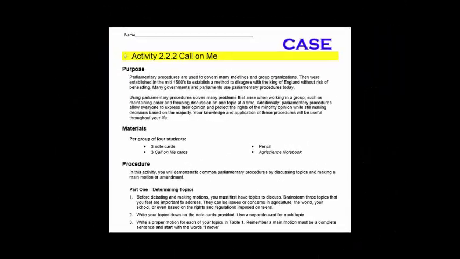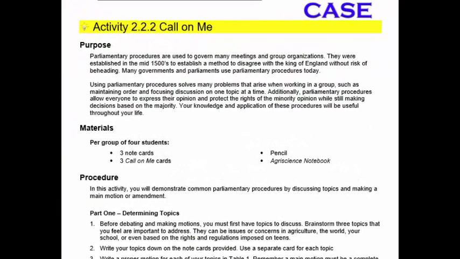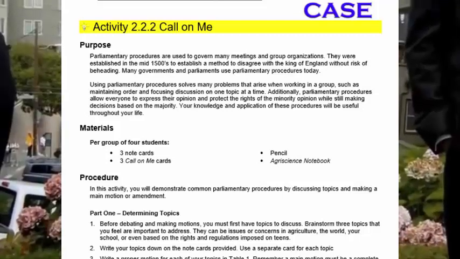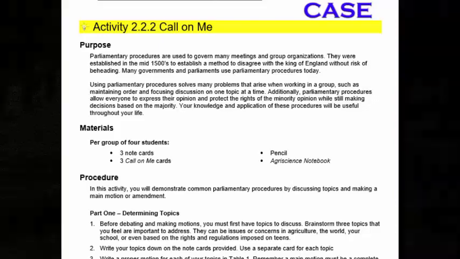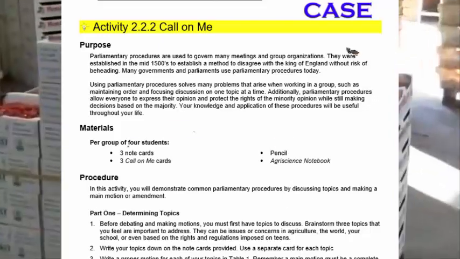Through Activity 2.2.2, Call on Me, you will practice the proper procedures for making main motions and amendments in order to understand effective communication in a formal meeting setting. Your teacher will provide more instructions for writing motions and debate.